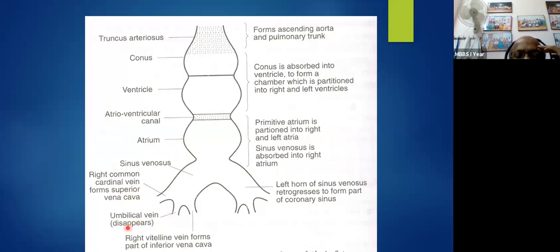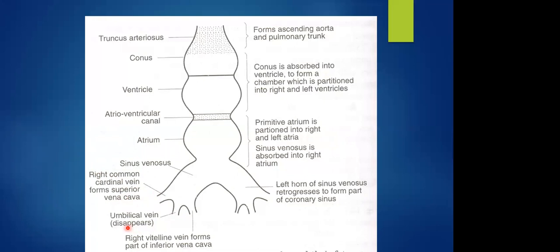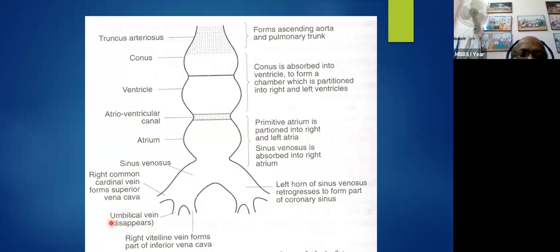So already you heard about it. So what about the left umbilical vein? It forms ligamentum teres hepatis. The right umbilical vein disappears in the early stage itself. Next, another vein, that is the right vitelline vein, forms your inferior vena cava.